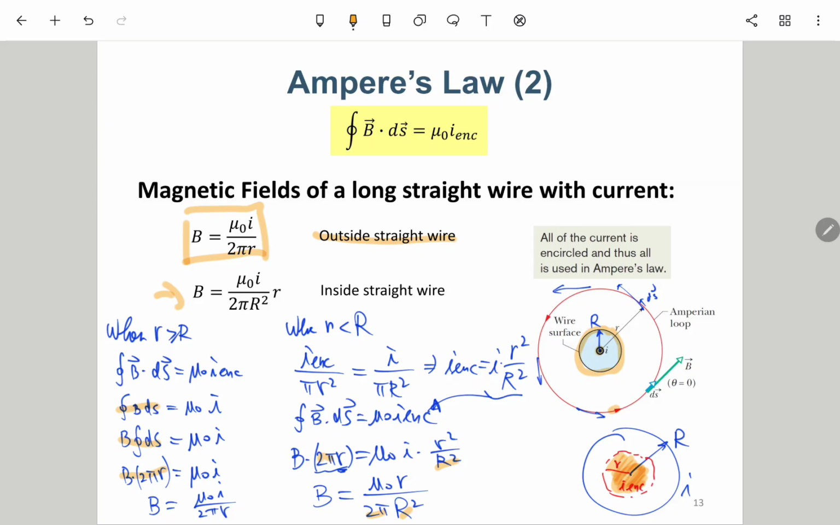Oh, sorry, I forgot the I. It should be here. Here we have mu 0 I.